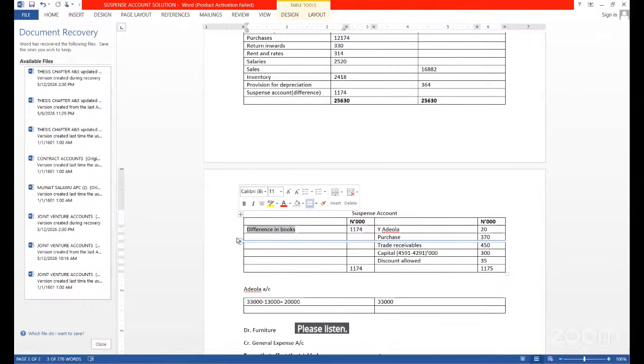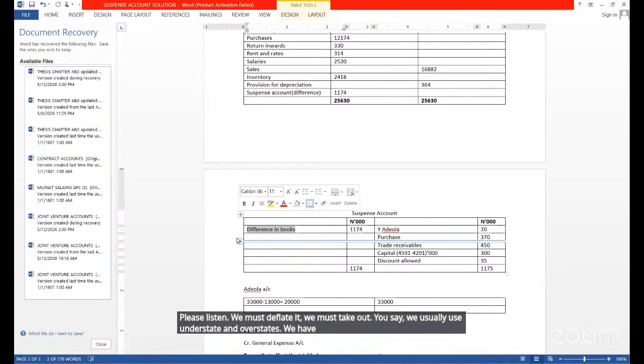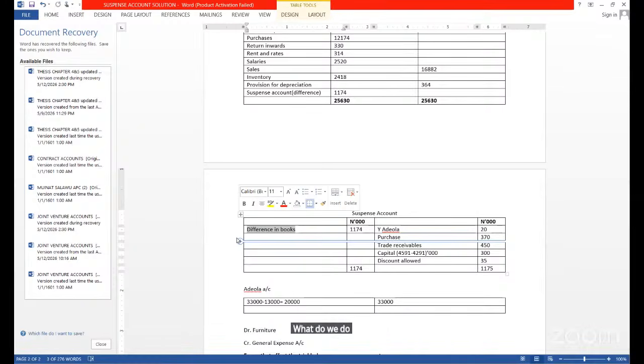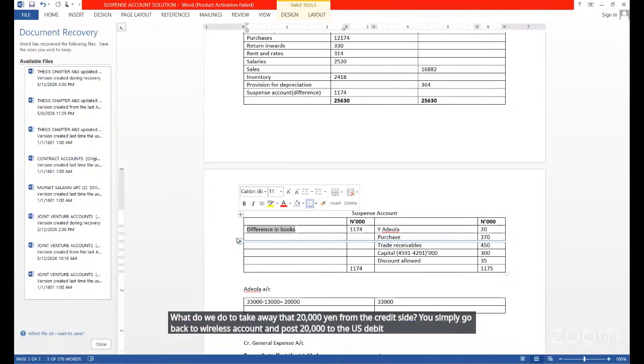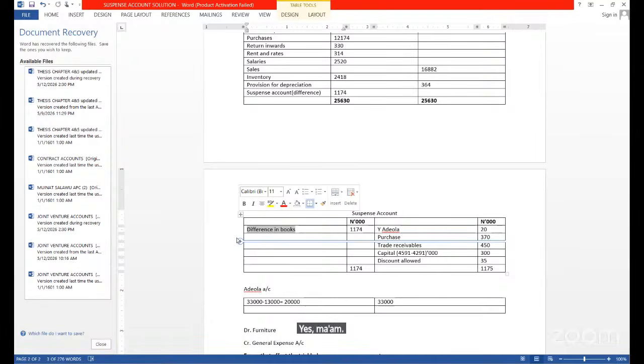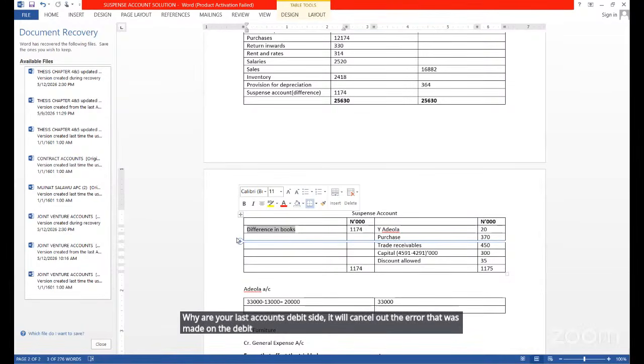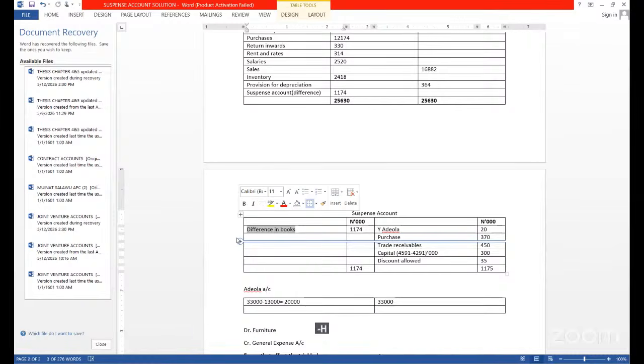Please listen. We must take out the excess. We usually use understate and overstate. We have overstated the credit side of Adeola's account by 20,000 naira. What do we do to take away that 20,000 naira from the credit side? You simply go back to Adeola's account and post 20,000 to the what? Debit side. Are we together? Once you put the 20,000 on Adeola's account debit side, it will cancel out the error that was made on the credit side. Right?